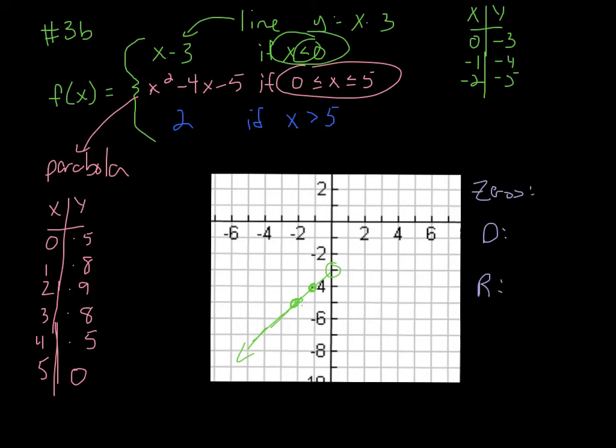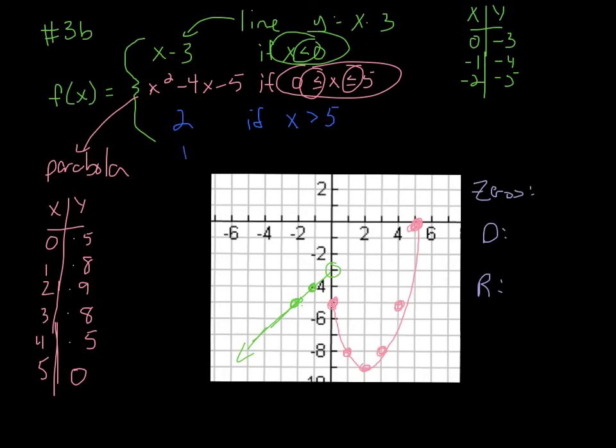Plot those points. Watch out for open versus closed circles. It looks like every circle here is supposed to be closed. So 0, negative 5, right here. 1, negative 8. 2, negative 9, and then it bends back up. Oh, looking like a parabola. That's awesome. 4, negative 5, 5, 0. And check that out. There's the piece of the parabola that I wanted you to graph.